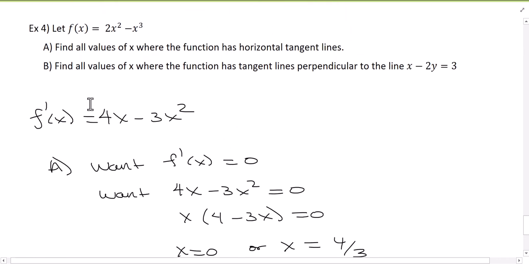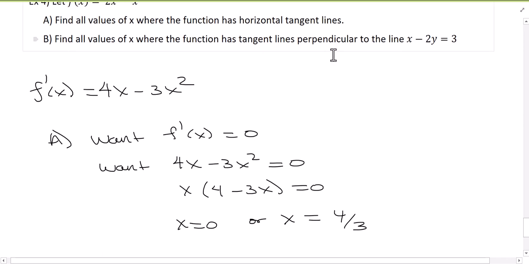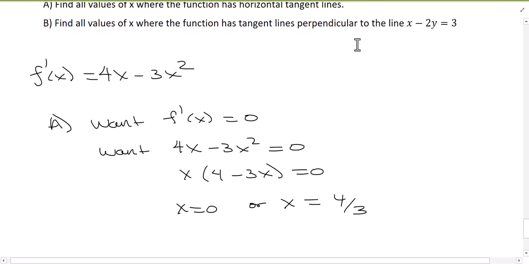Part B is a little different. It says find all values of x where the function has tangent lines perpendicular to this line. Last time in the prior video series, it was so that the tangent lines were parallel to a line. So this is a little different. So what do you know about perpendicular lines? They have slopes that are opposite reciprocals of each other, right?